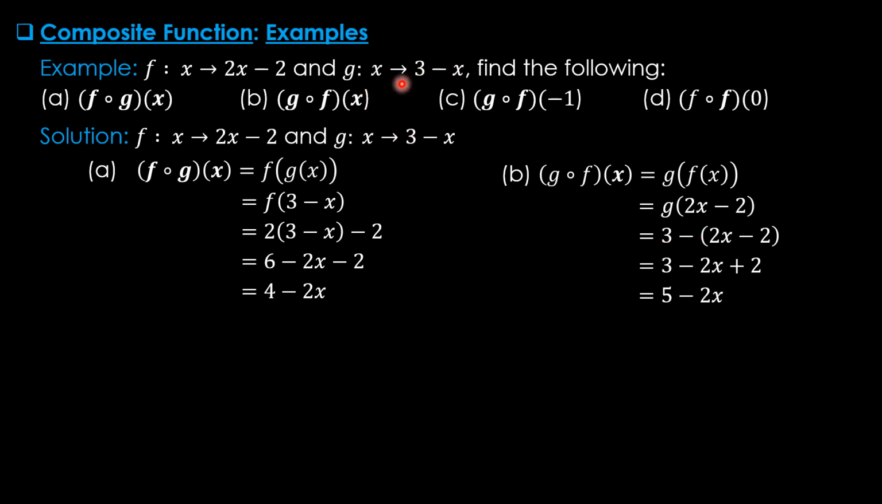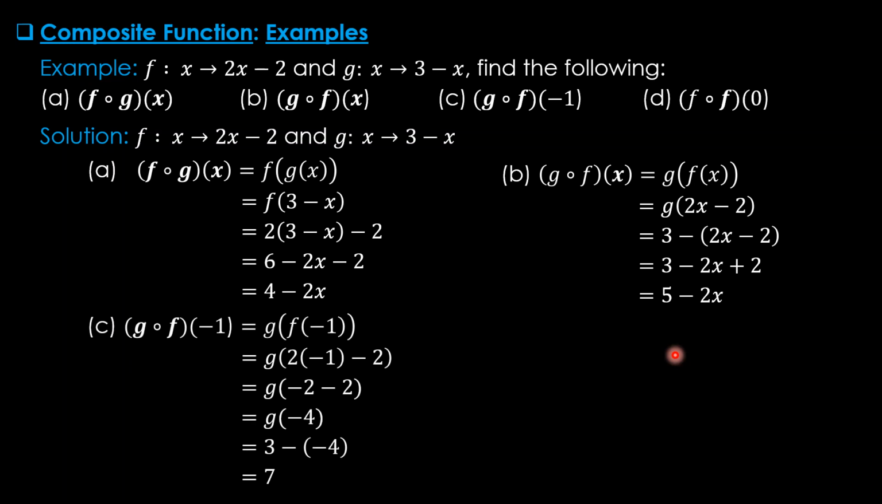3 minus g(x), function of g, is equal to 3 minus x. So basically we are substituting x by 2x minus 2, then simplification. This is another question and this is another part.